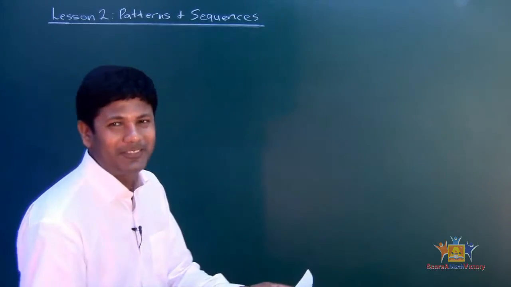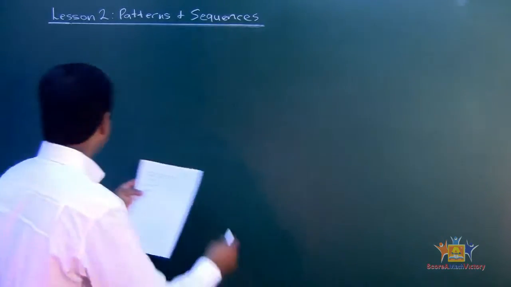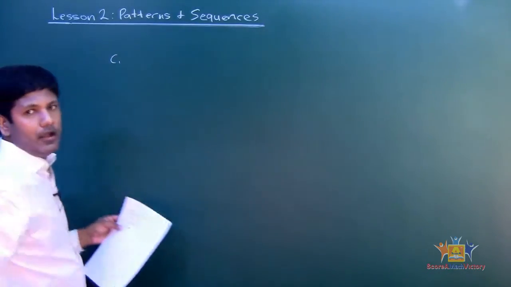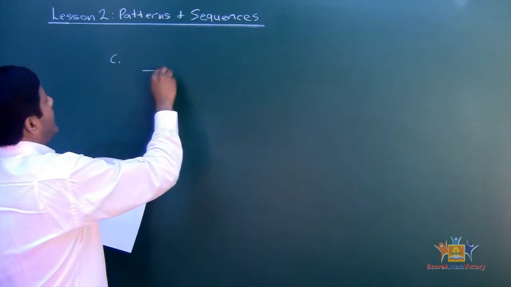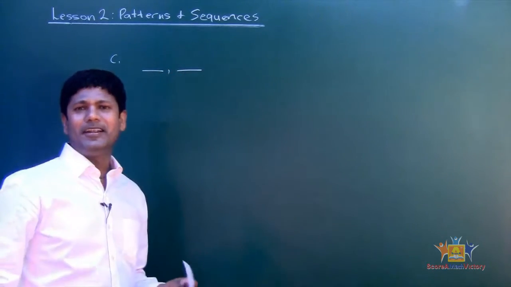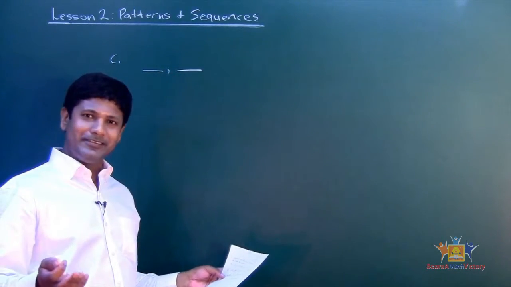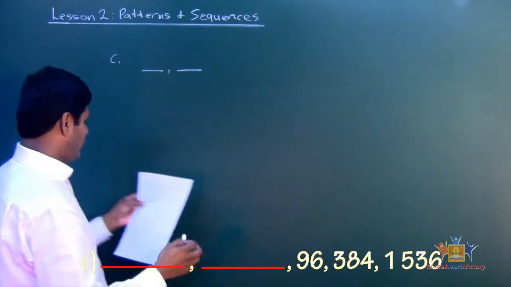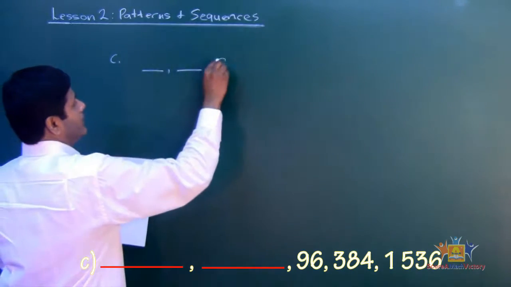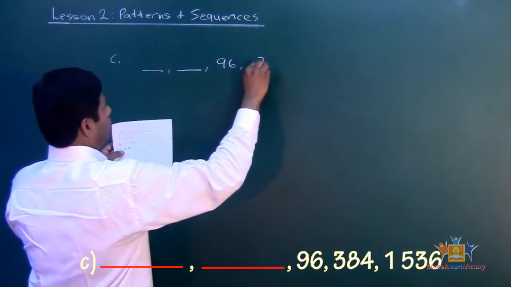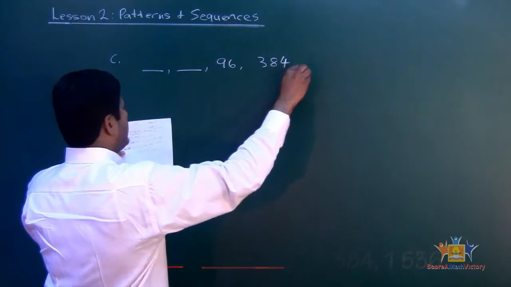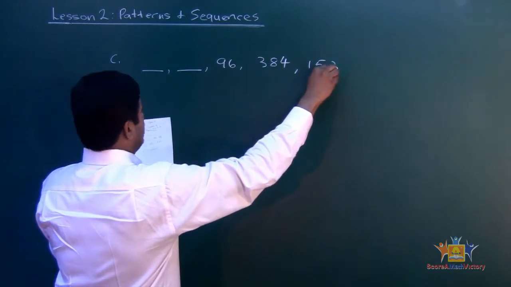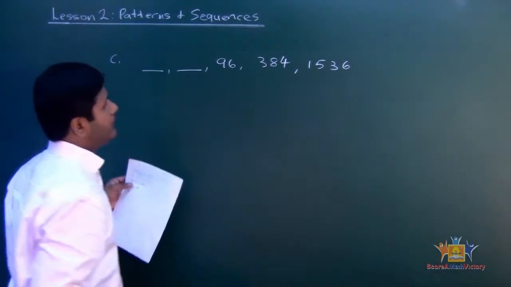Alright, ready for problem C? Okay, C is given. Now look at C. The first two are blank. Doesn't matter. I know you got it. You got it, didn't you? Good job. I know it's kind of challenging, but that's okay. We'll do it together, okay? So 96 and then 384 and then 1536. Now look at that.